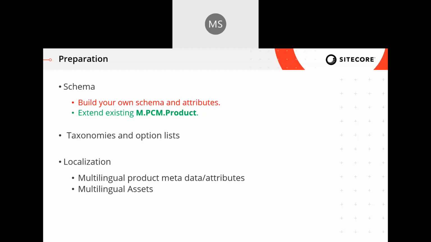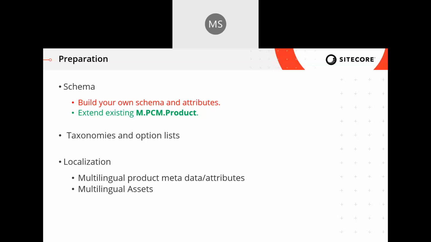So here, as an example, if you have m.pcm.product and you're thinking, okay, does it contain all the attributes that I need, all the fields that I need? Most of the time, no, right? You would need to extend that. So you would probably think of two approaches: should I create my own schema, similar to how you create a template in Sitecore, you can create a new schema in Content Hub? Or should you just extend the existing m.pcm.product, adding your own section fields and fields?